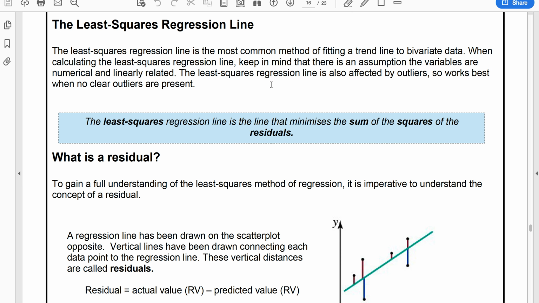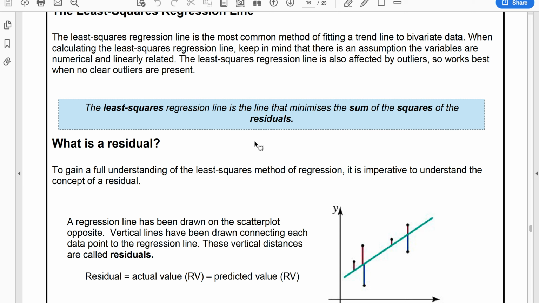And as you can see in the box here, this is the method or how that line is found. So the line itself will be positioned in such a way that will minimize the sum of the squares of the residuals. Now that sounds like a massive mouthful, and you may not be fully aware of what a residual is. So first I'll explain that. And then we'll be able to see what it means by the sum of the squares.